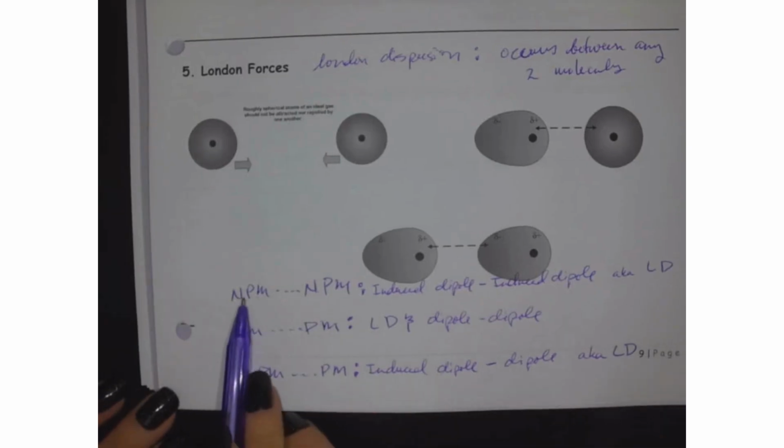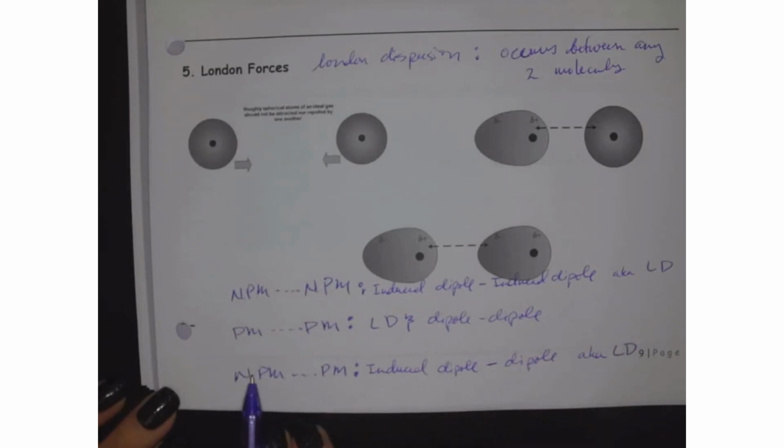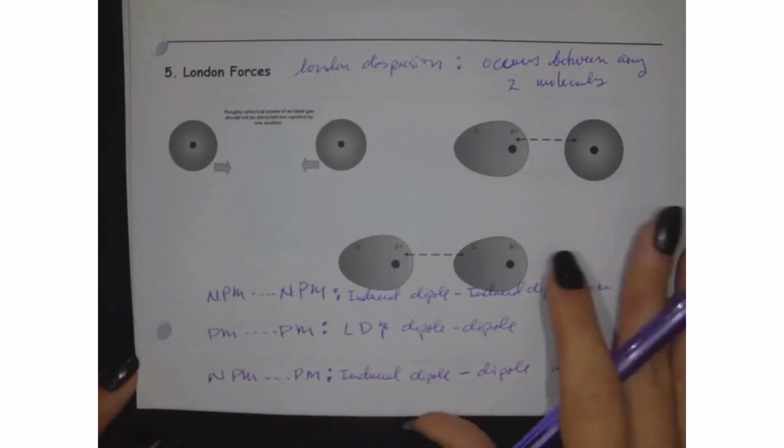Okay, London dispersion and dipole-dipole. So for two nonpolar molecules, you can just say London dispersion. For a nonpolar molecule and a polar molecule, you can just say London dispersion. But if it's two polar molecules, we're going to have dipole-dipole plus the London dispersion. All right. Last thing.